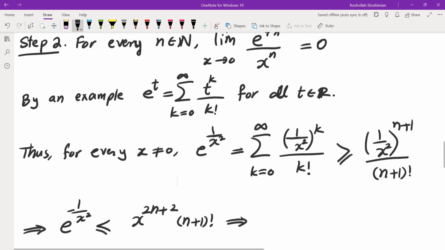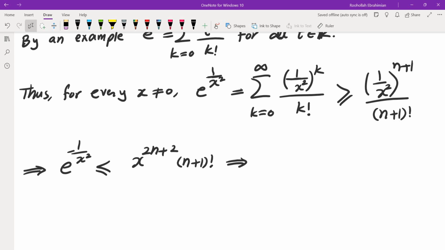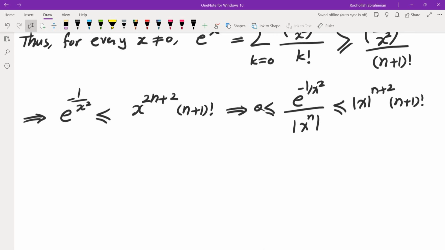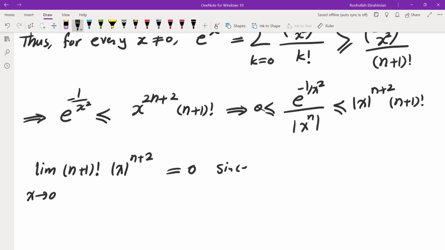Now I'm going to divide by x to the power of n. However, I'm going to divide by absolute value of x to the power of n to make sure I don't have to worry about flipping the direction of inequality. So e to the power of negative 1 over x squared divided by absolute value of x to the power of n is less than or equal to absolute value of x to the power of n plus 2 times n plus 1 factorial. Now, the limit of n plus 1 factorial times absolute value of x to the power of n plus 2 is 0 as x approaches 0, since absolute value of x to the power of n plus 2 is continuous.